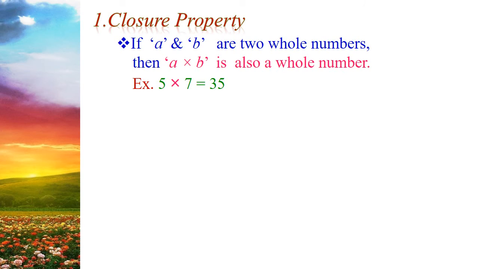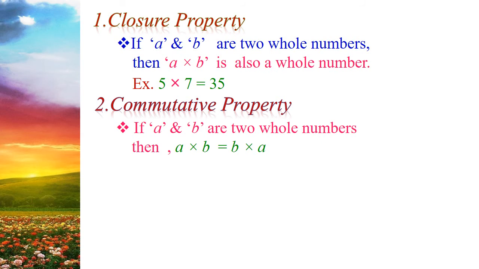Next, the second property, commutative property. If A and B are two whole numbers, then A into B equal to B into A. That is, if two whole numbers are interchanged, then the product is the same. For example, 25 into 15 equal to 15 into 25.